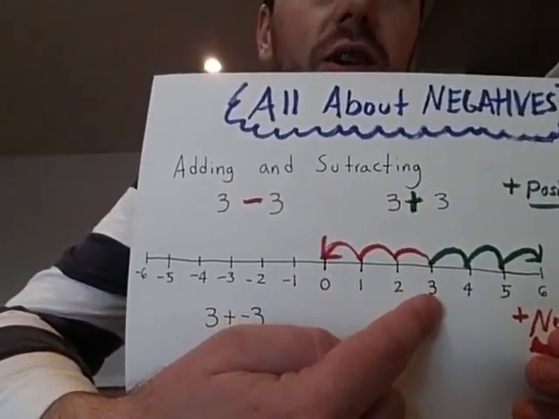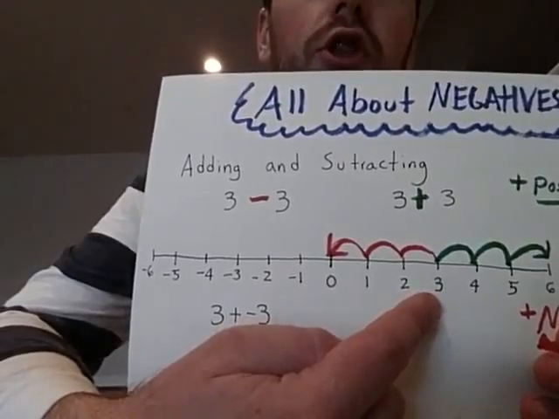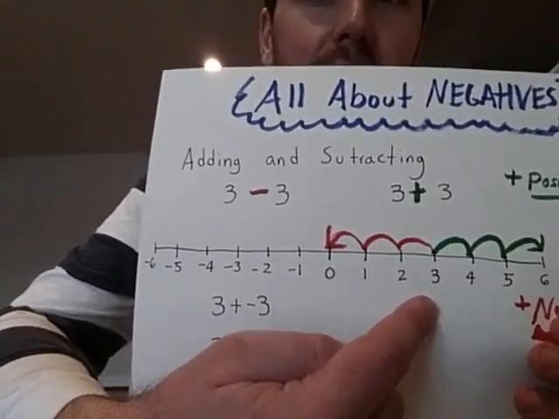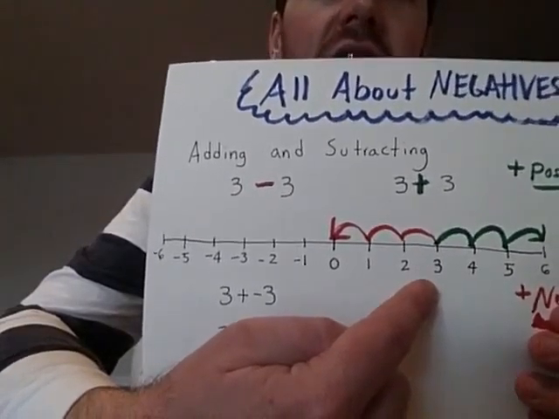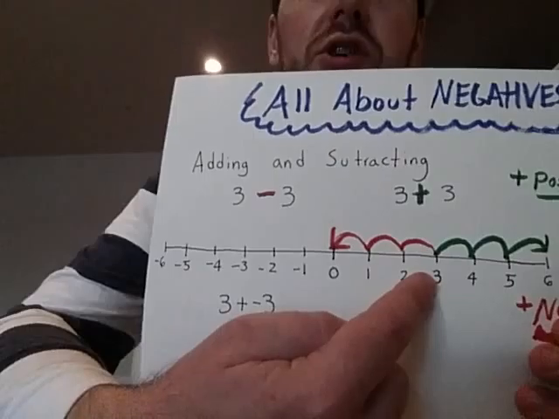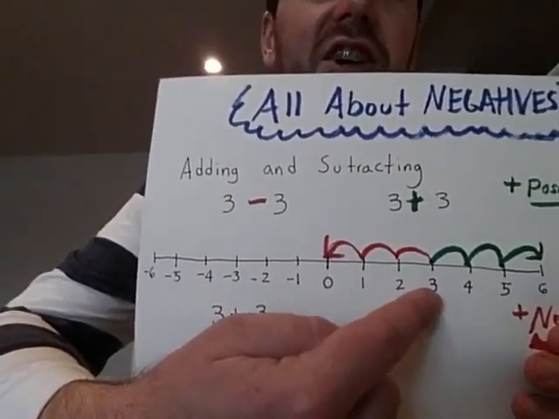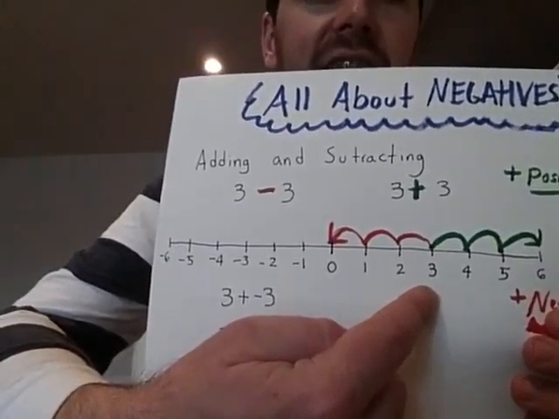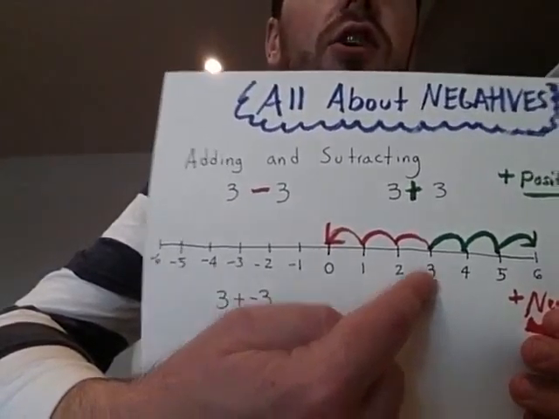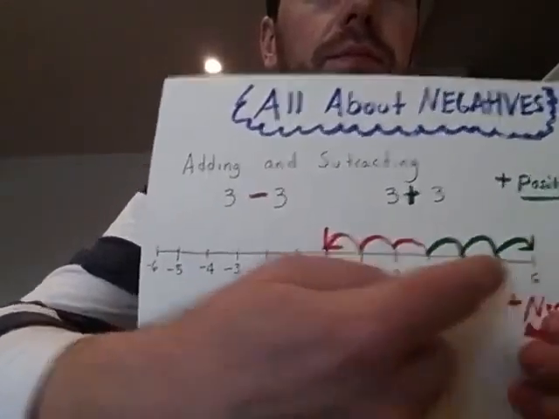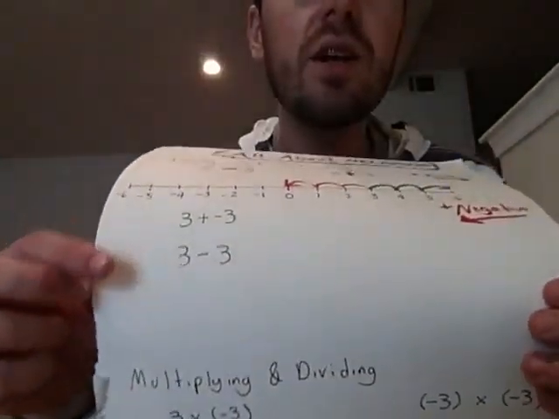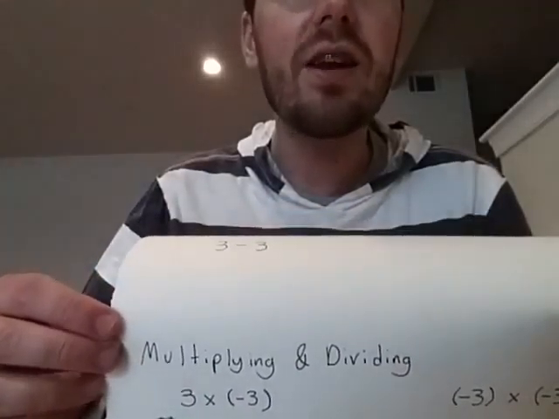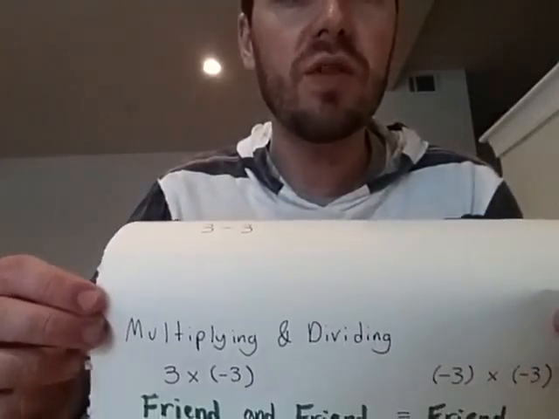Well, this is where it gets a little tricky. If I were doing, for example, 3 minus negative 3, it would actually be the same thing as 3 plus 3. Okay, so whenever you are subtracting a negative, you're going to actually move to the positive space. So 3 minus negative 3 would be the same thing as 3 plus 3. Okay? All right. So now I'm going to move down here to how to multiply and divide with negatives.